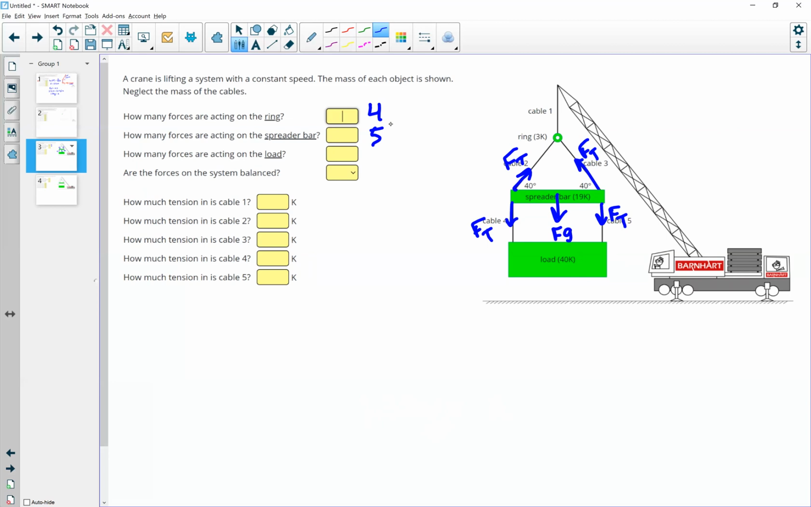Are the forces on the system balanced? Well, it says up here that it's moving at a constant speed, so there's no net force, therefore no acceleration. So yes, they are balanced.